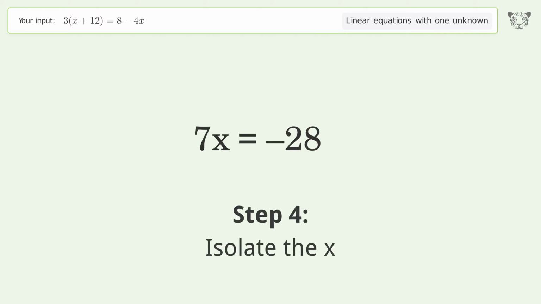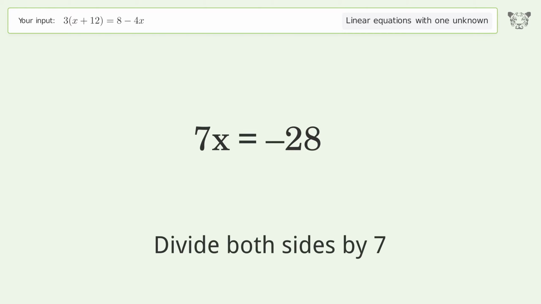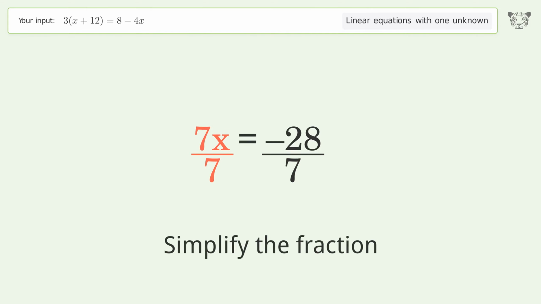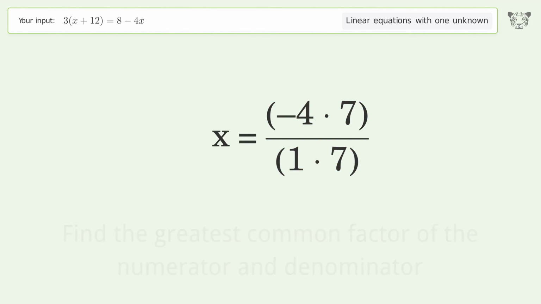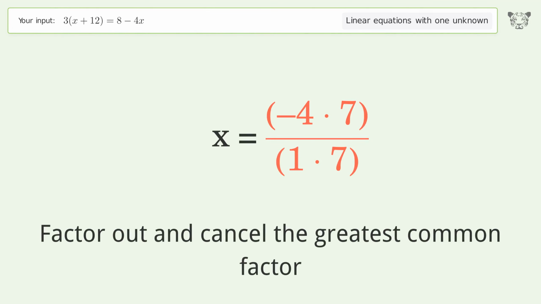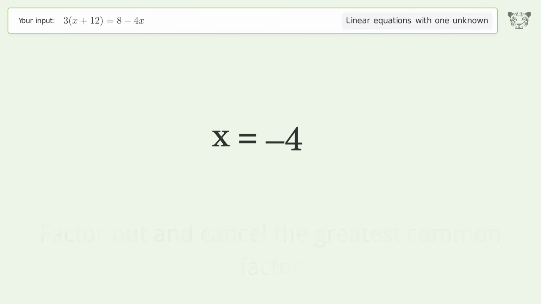Isolate the x. Divide both sides by 7. Simplify the fraction. Find the greatest common factor of the numerator and denominator. Factor out and cancel the greatest common factor. And so the final result is x equals -4.